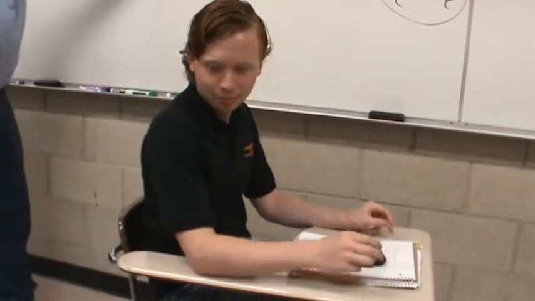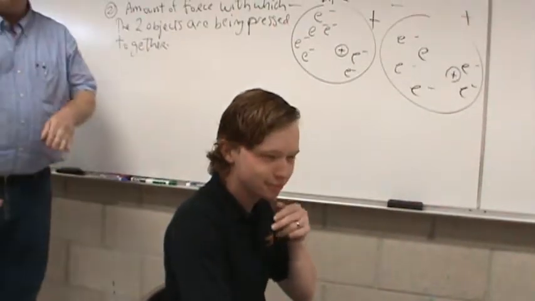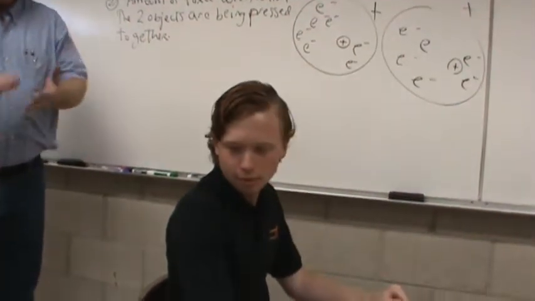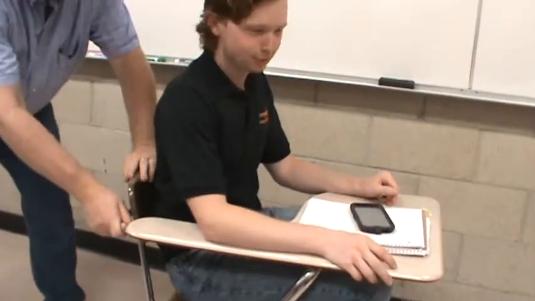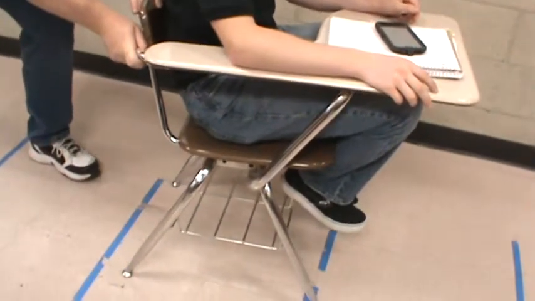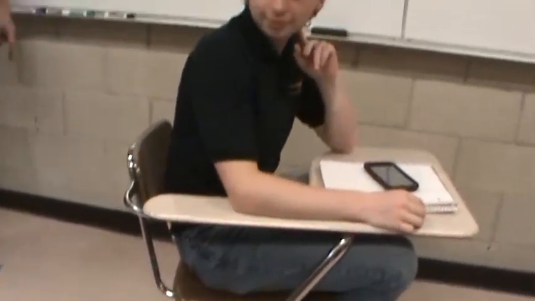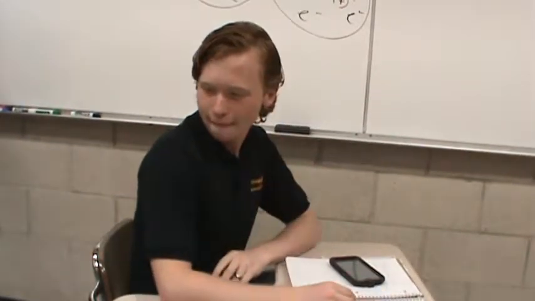Is it going to be easier or harder or the same for me to push Gavin around? Harder, right? Because I've changed the amount of force with which the two objects are being pressed together. Now the bottom of the legs of the desk are really being pressed hard against the floor. So I try to push Gavin. You see, it's very hard to push him. Not because I changed the surfaces of contact, but because I changed the normal force.